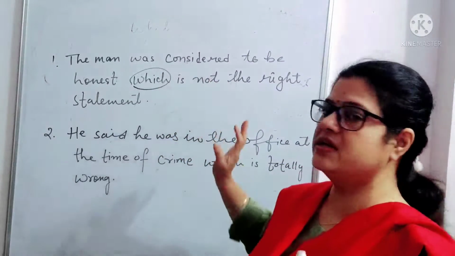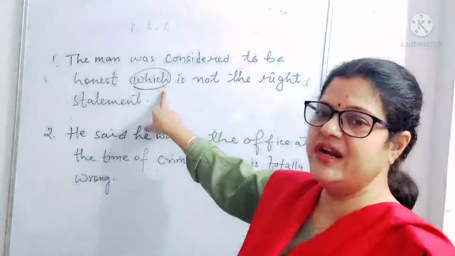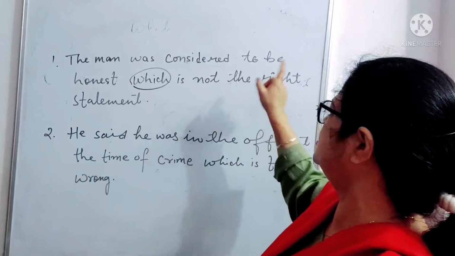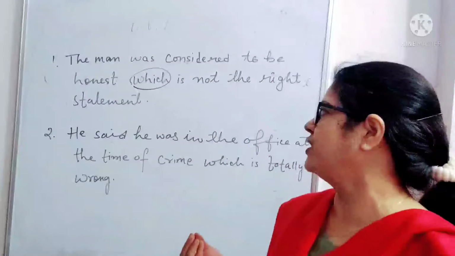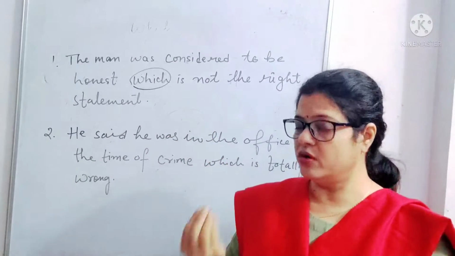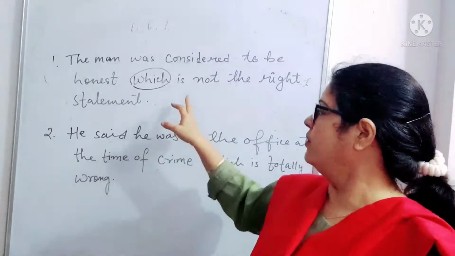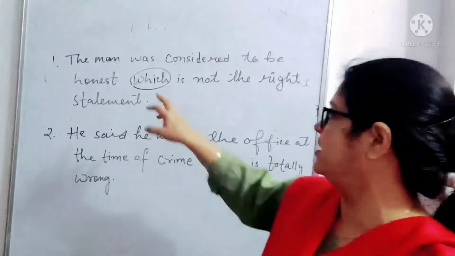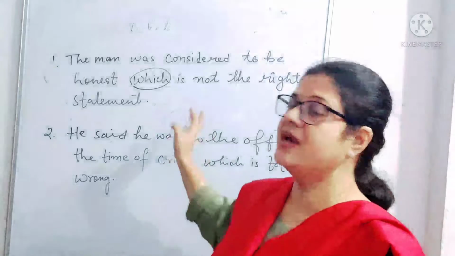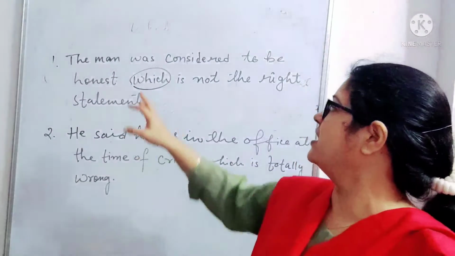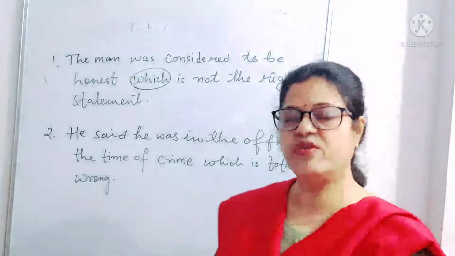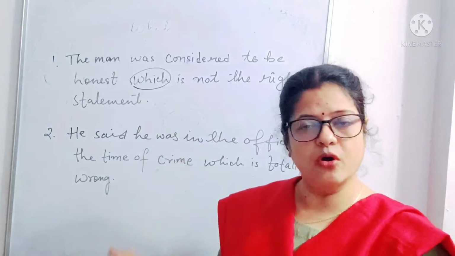But here in this sentence, we see that the relative pronoun which is used for the whole sentence: The man was considered to be honest. So I just want to tell you that which is sometimes used for one phrase or clause or for the whole sentence. It is not telling about one word, like the man, or considered to be, or honest, but actually it is telling about the whole statement made here: The man was considered to be honest. You can say either it is a phrase, a clause or a sentence.